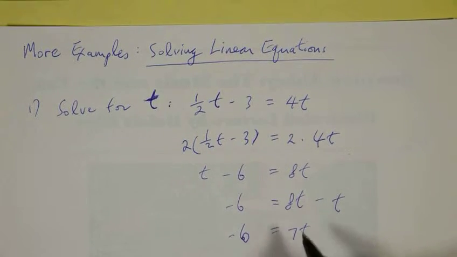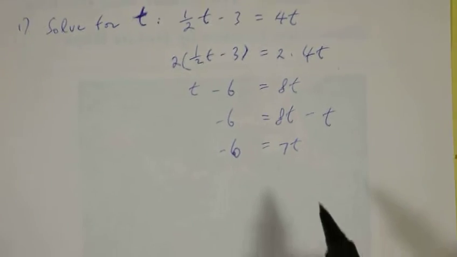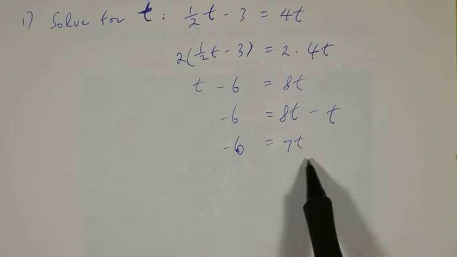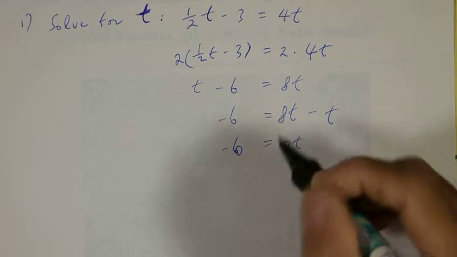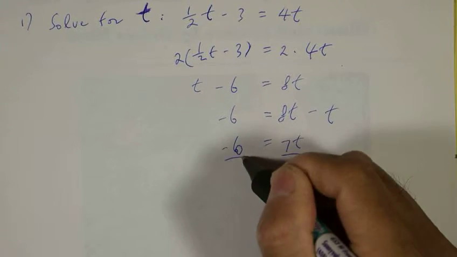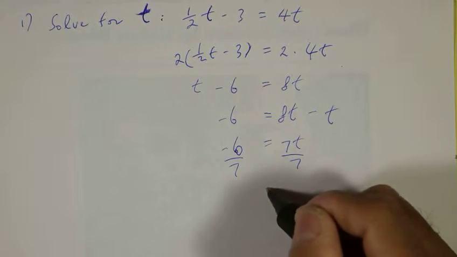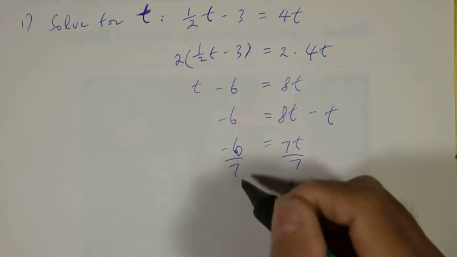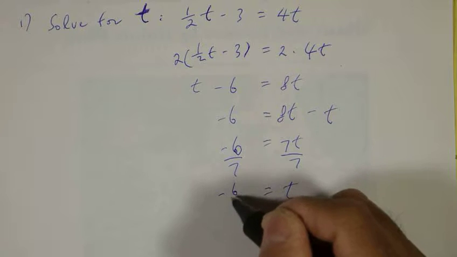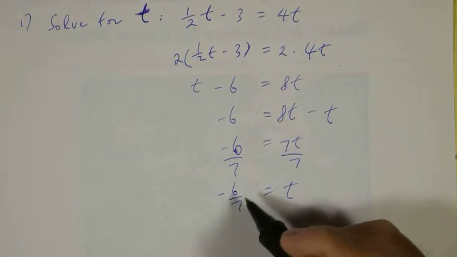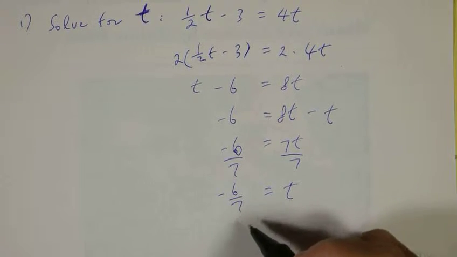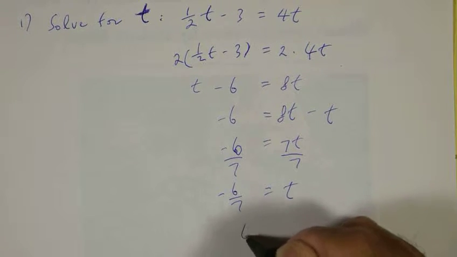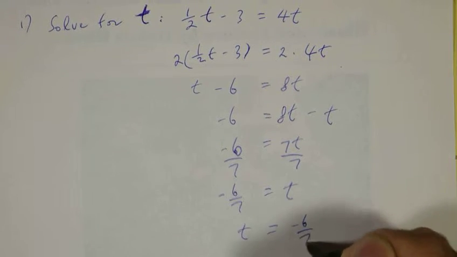One more step. How do you get rid of the 7? You may divide both sides by 7. So you divide both sides by 7. 7 over 7 cancel out, so you have 1t, and the answer here is minus 6 over 7. This is a proper fraction, so usually I would just report the answer as t equal to minus 6 over 7.